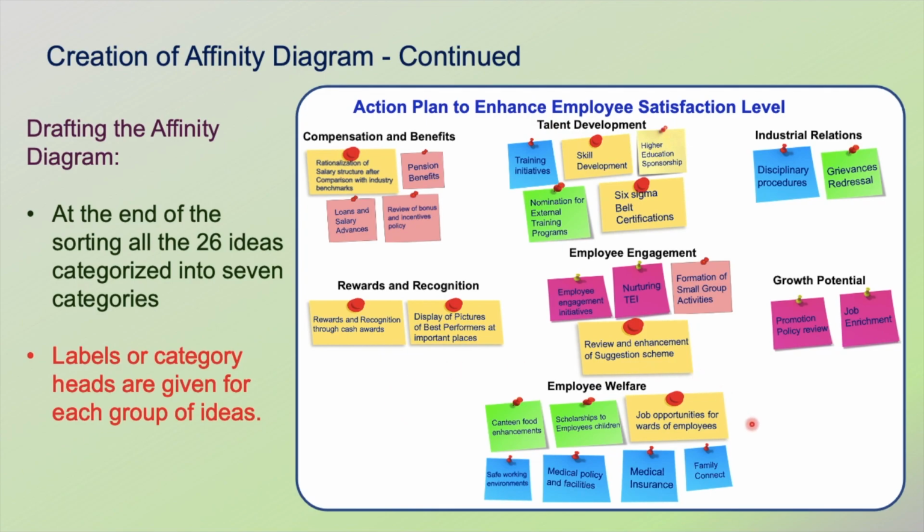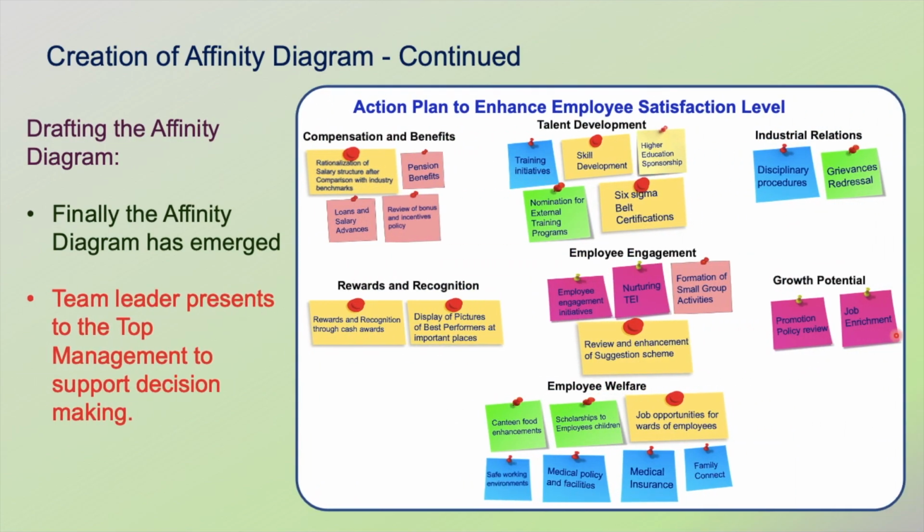So when the process started, there were 26 ideas which were all taken at random. In other words, when viewed as a group, we did not have any clear picture. But after forming the affinity diagram, creating separate groups based on the affinities and giving them titles, we get a clear picture. Thus the affinity diagram helps the organization to understand what is really required to enhance employee satisfaction level.